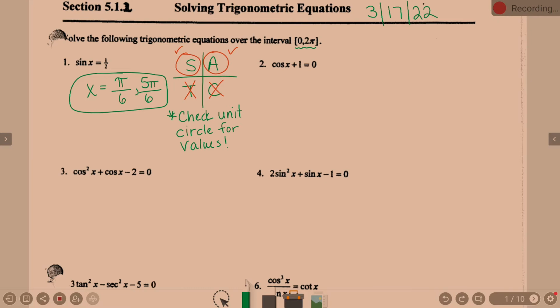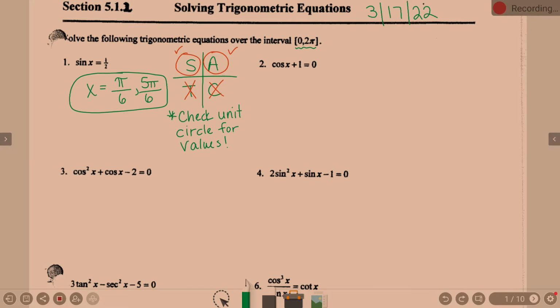Because that's the basics. We've got to get the basics before we can move on to the not so much basics. Okay, let's look at equation 2. Equation 2, cosine x plus 1 equals 0. Well, normally our job is to get x by itself. What's our job going to be this time?